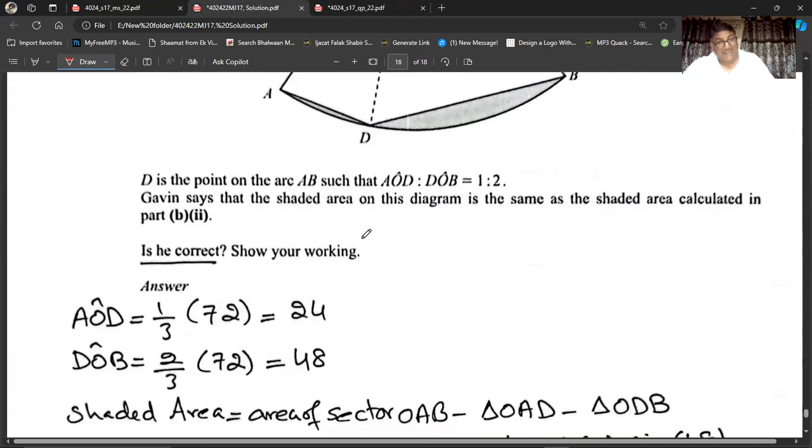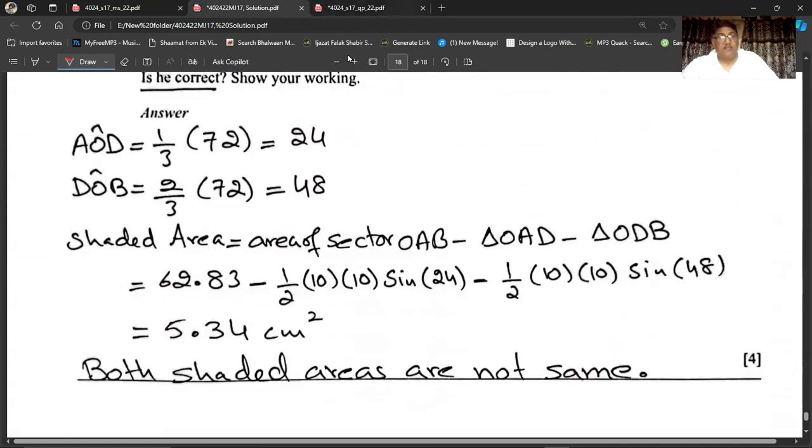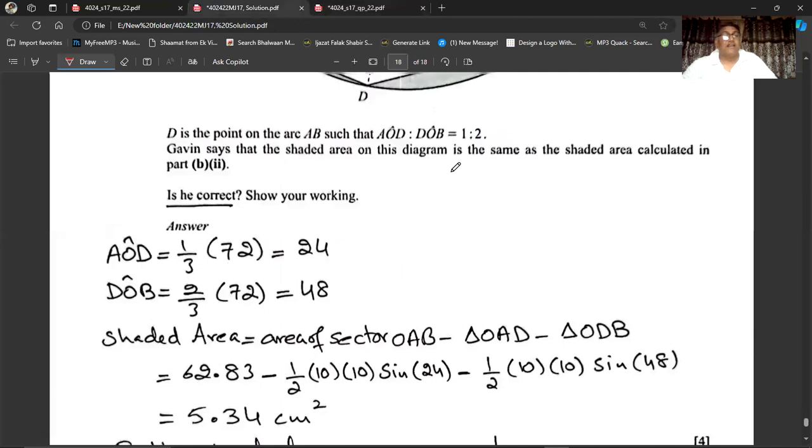How do I know these angles? They have given me those ratios. So the angle AOD will be 1 by 3 multiplied by 72, and that will be 24. Angle DOB will be its ratio divided by the sum of ratios multiplied by the total angle. So 2 by 3 into 72, that will be 48.